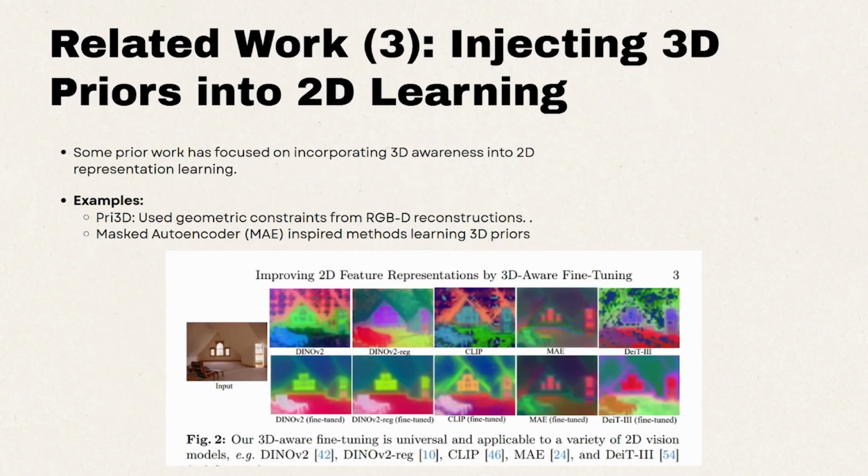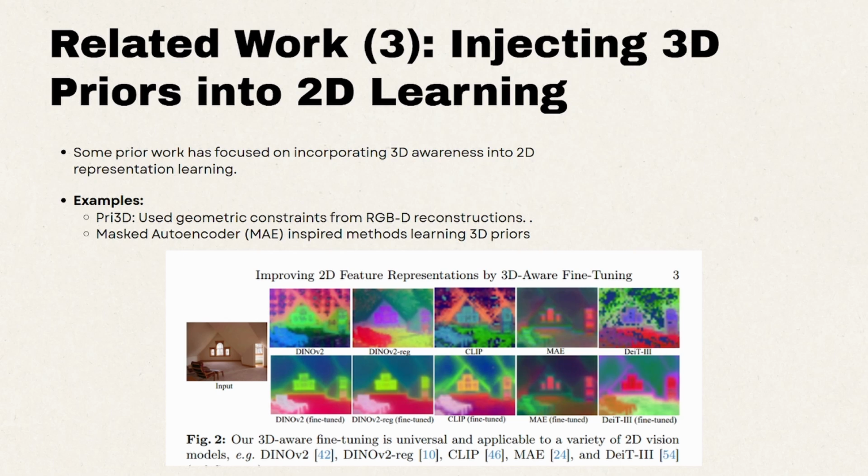Finally, there's this specific area of injecting 3D priors directly into 2D representation learning. While much work has been focused on lifting 2D features into 3D, less has explored the reverse. Some methods like Pri3D have used geometric constraints from depth data, and others have adapted masked autoencoder inspired methods for learning the 3D priors. The distinction of the current paper lies in its approach.